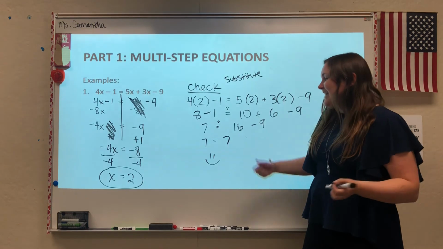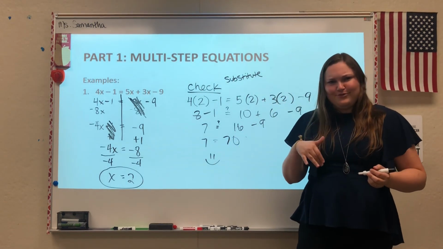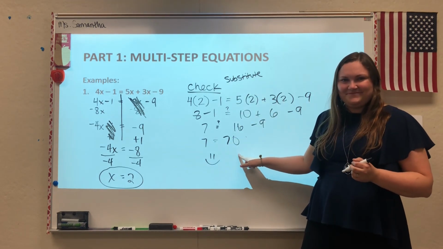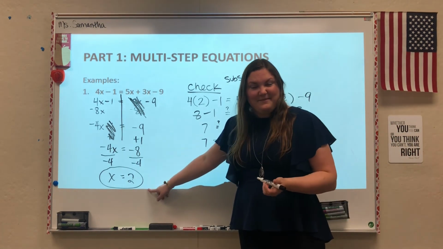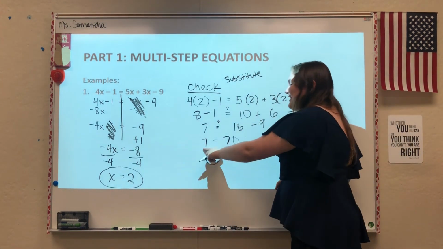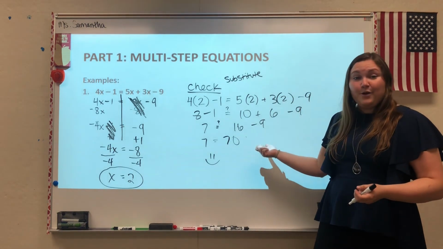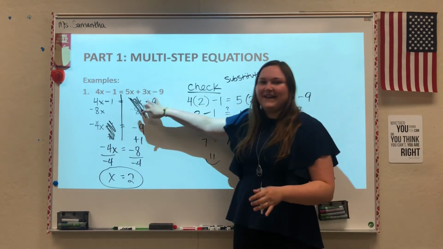If you went to do your check and you got like 7 equals 70, that's not true. What would it mean if you go to do your check and you get something like this? It means our answer wasn't right. It means we didn't find that magical number that makes these two sides equal. So if you were checking, that would help you know at home that, hey, I did something wrong. Maybe I should go back in and look at my work.